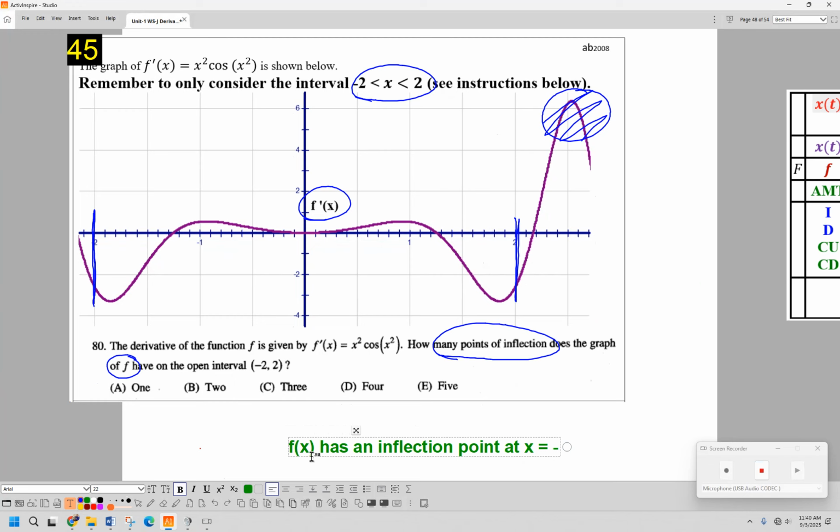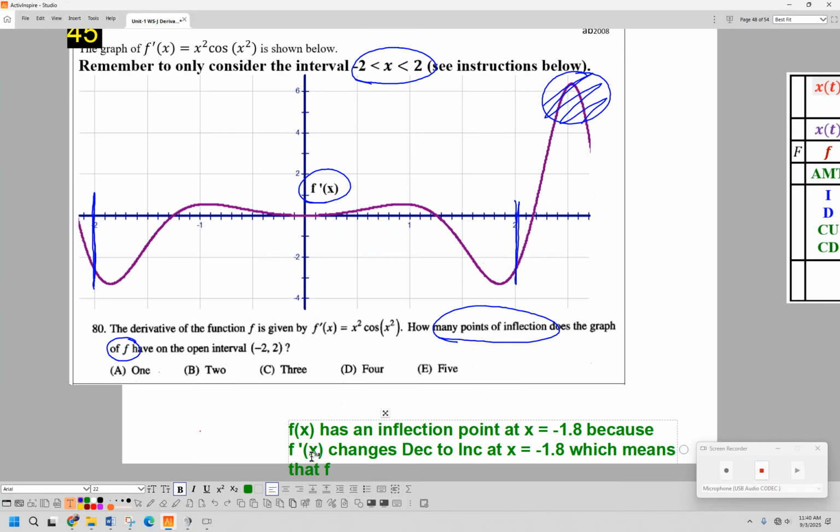So X equals negative 1.8. 2 points if you raised your hand. F has an inflection point at X equal negative 1.8 because F prime of X changes from decrease to increase at X equal negative 1.8, which means that F of X is changing from concave down to concave up at that same X coordinate.